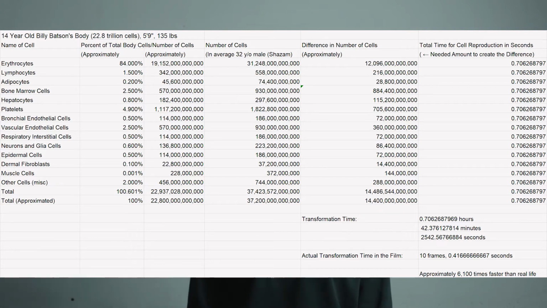This resulted in a theoretical division of 0.71 hours, or roughly 2,500 seconds. When we compared this time to the time it took for Billy Batson to transform into Shazam in the movie, we found out the transformation in the movie took approximately 10 frames, or about 0.42 seconds. This meant the Billy Batson transformation into Shazam is not accurate according to theoretical human growth time, as the actual time to grow up into a larger body was 6,100 times slower than what was depicted in the movie.